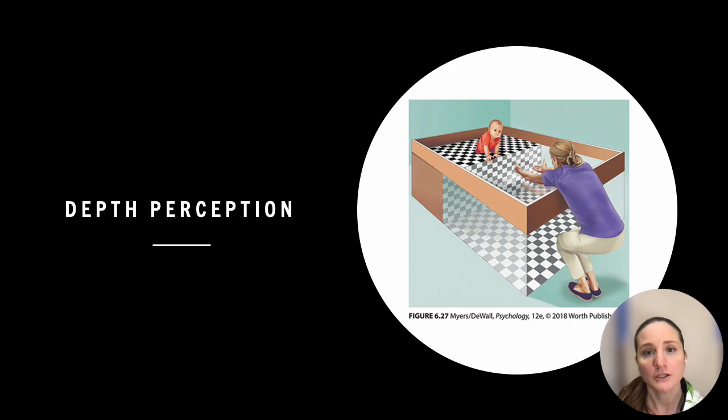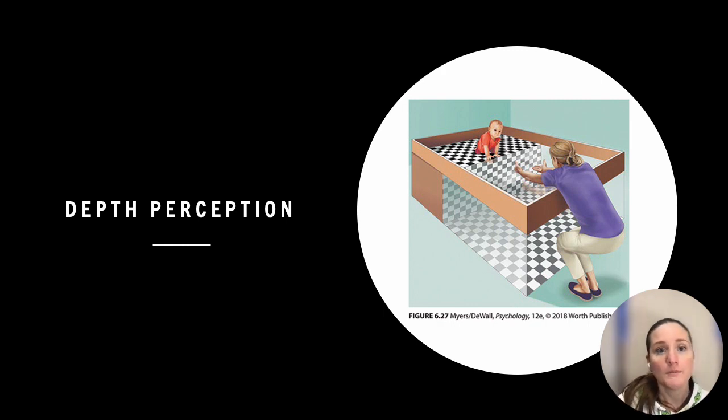Convergence is a binocular distance clue based on the fact that the two eyes must rotate towards the inside to perceive objects closer than about 25 feet. The closer the object, the more rotation is necessary and the more muscle tension is created.